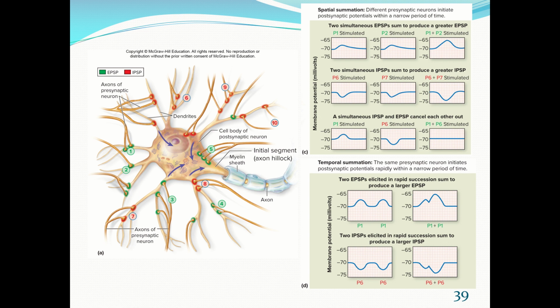So spatial is multiple presynaptic neurons coming from different areas, and they'll be sending their impulses simultaneously. So that's spatial. Multiple neurons from other areas. Temporal is one neuron, and it is going to be sending multiple impulses in rapid succession.